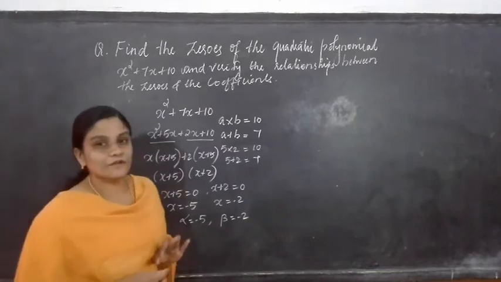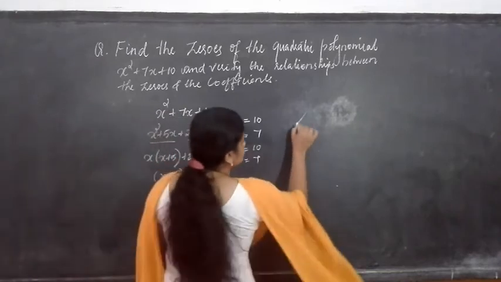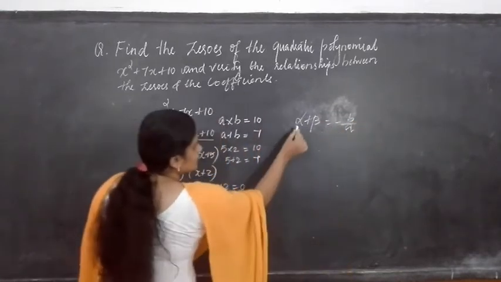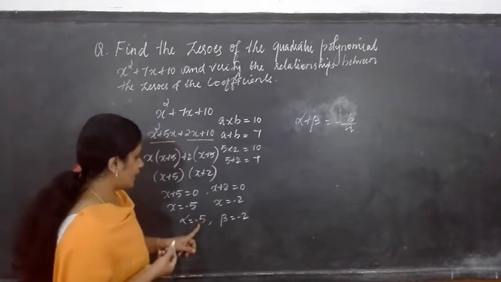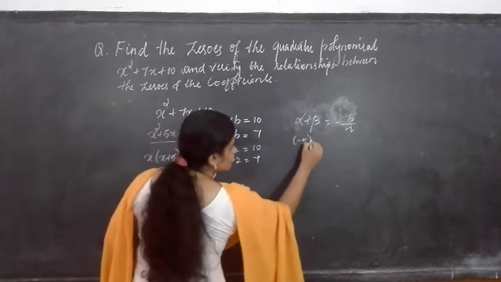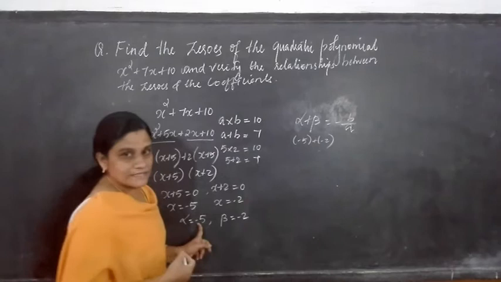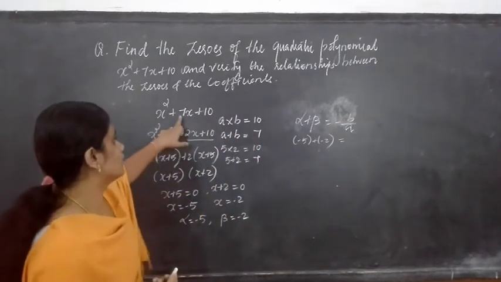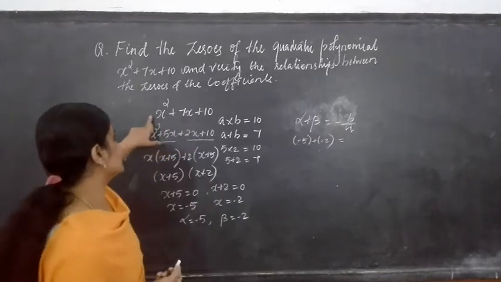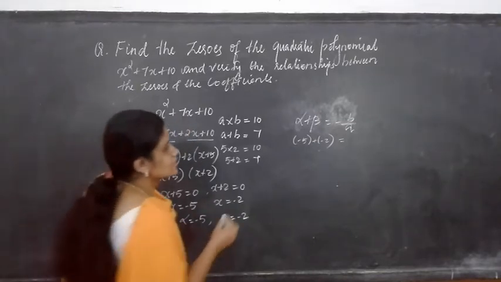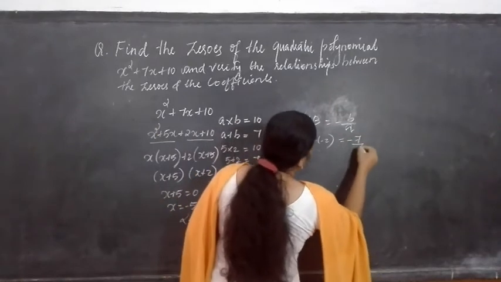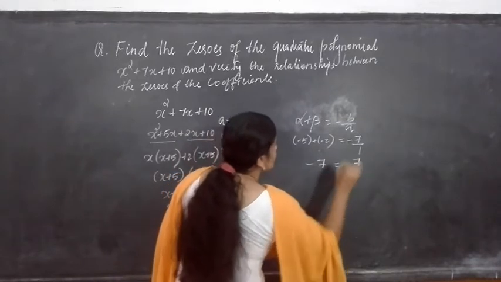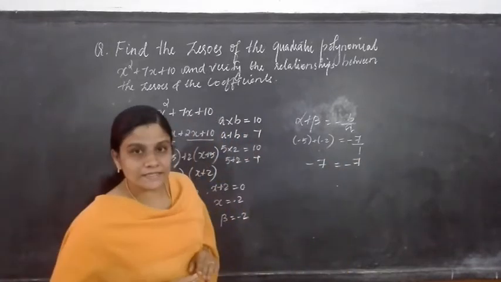Okay. Now we are going to verify the relationship. Alpha plus beta is equal to minus b by a. So alpha plus beta, what do you have? Minus 5 plus minus 2 is equal to minus b by a. So what is b? 7. And what is a? 1. So we have minus 7 by 1. Now, minus 5 plus minus 2 is minus 7. Yes, minus 7 is equal to minus 7. So the first one is verified.